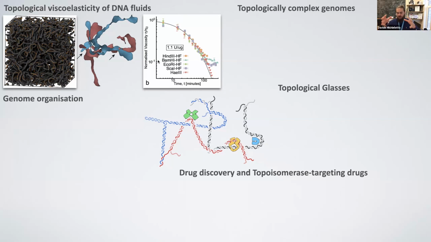So if you have a bulk of entangled DNA and you add a restriction enzyme, which is an enzyme that cuts DNA, like ones that you find in bacteria, for instance, or even in our cells, and it starts to cut DNA, we were studying how the viscosity changed over time.